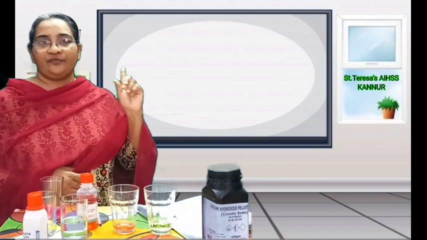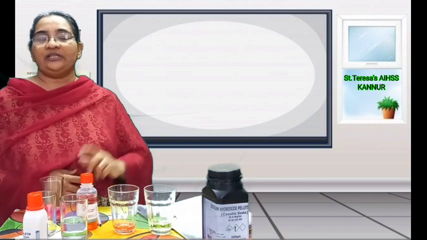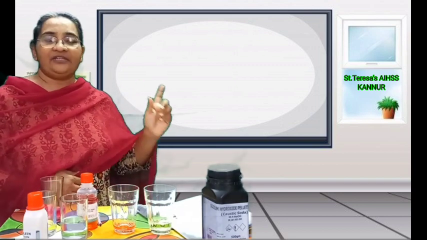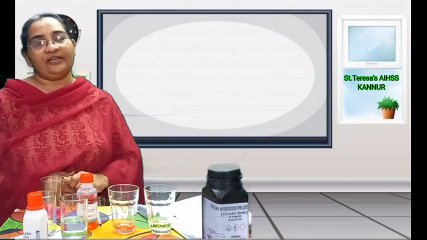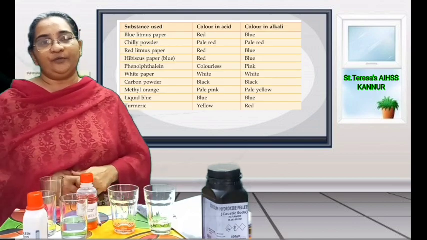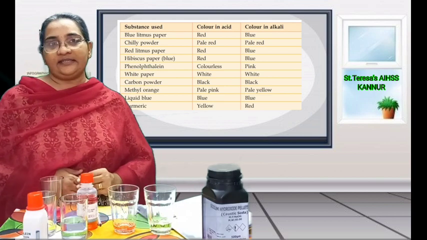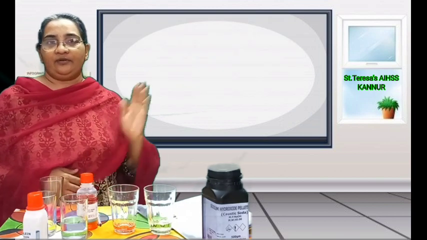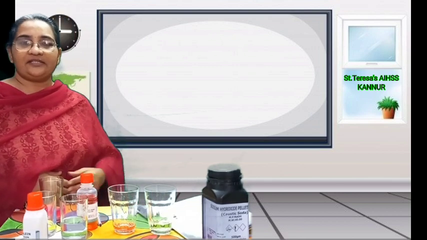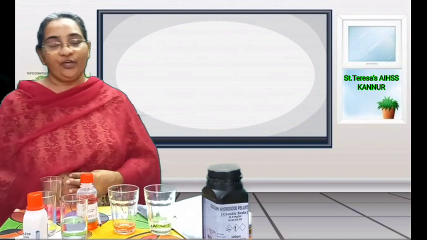So 2 things. Which are the indicators which can be used to find out whether a substance is an acid, and which are the indicators that can be used to find out whether the substance is an alkali. So you have to draw this table in your notebook, analyze it nicely, then write down acid and alkali and write down the names of the indicators. So that is a work which you have to do on your own.